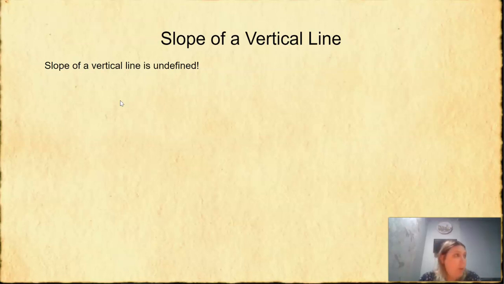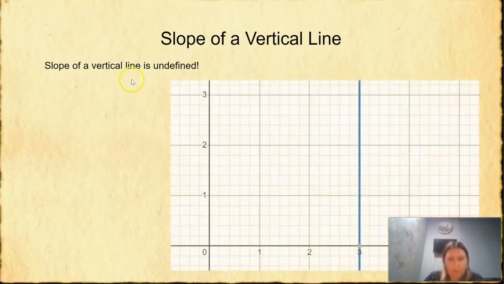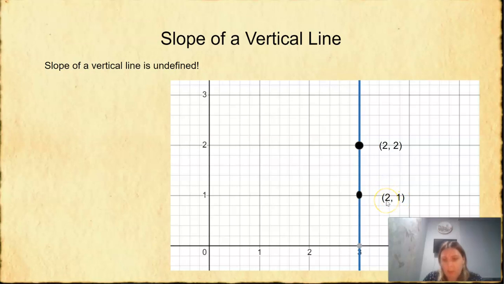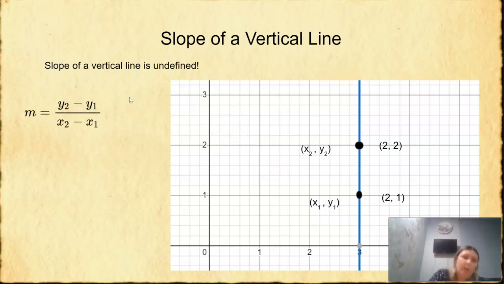But before we end there, right? Let's talk about what it means to be undefined. Like that makes no sense, right? The word just by itself. So let's look at our vertical line, right? And here we've got 2 points on our line. We've got 2 and 2, x equals 2, y equals 2, and 2 and 1, x equals 2, y equals 1. So let's plug this into our wonderful slope formula.